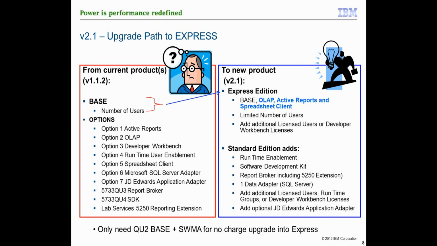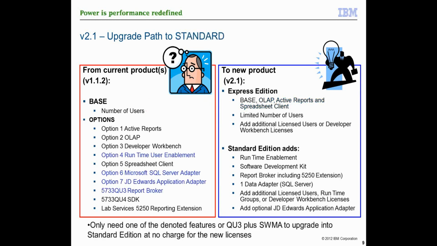As far as upgrading to Standard, if you had any of these options or the Report Broker product, so if you had runtime user enablement, which was option 4 in V1R1M2, or you had the SQL Server adapter or the J.D. Edwards adapter or the Report Broker product, having any one of those things will automatically upgrade you into the Standard Edition. So you get everything once you go into Standard. And again, you do need software maintenance to qualify for that upgrade.